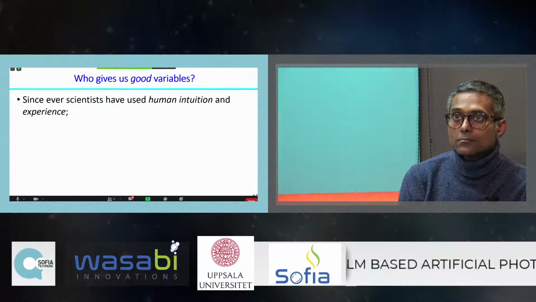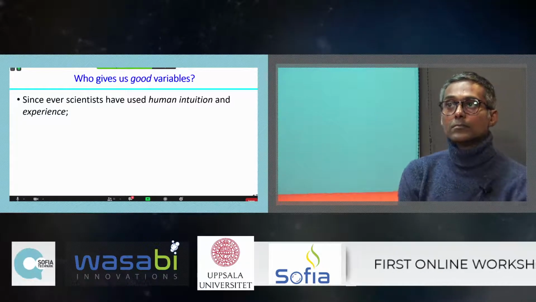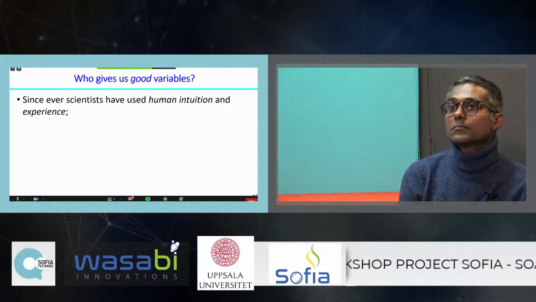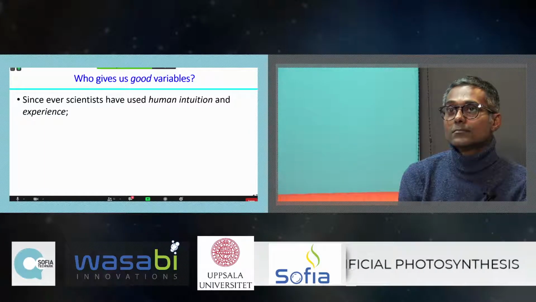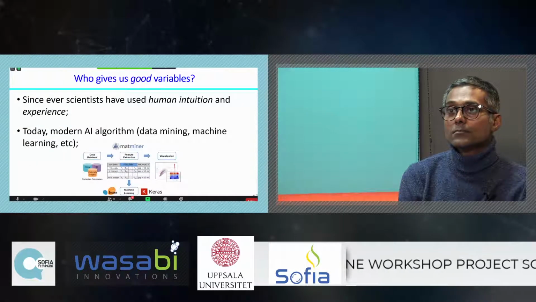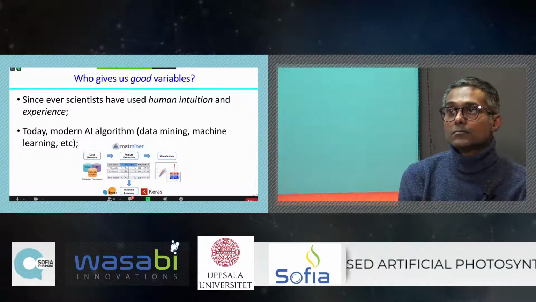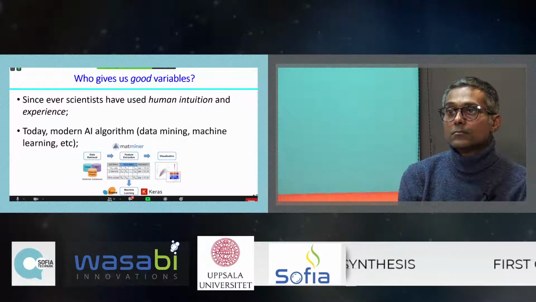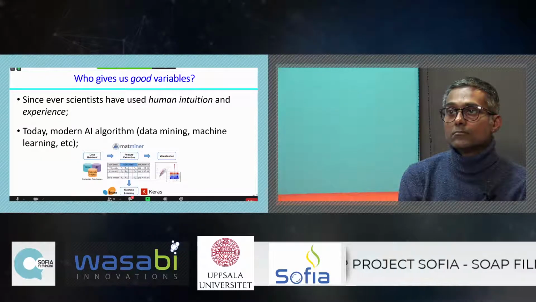Well, there is an obvious answer to that. Scientists have always used human intuition and experience, but this is quite frustrating because there might be complex problems where we are not able to. And so that's why today there are modern artificial intelligence algorithms that are aiming at making this good variable choice automatic.